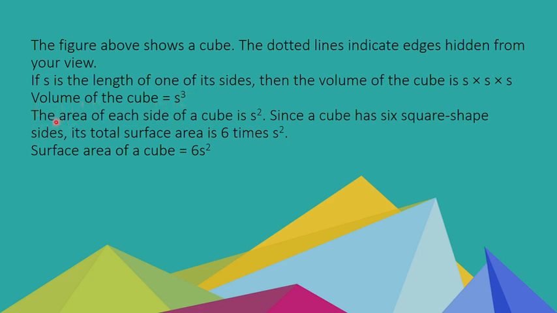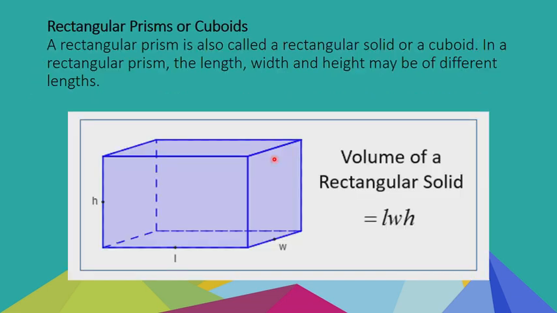As we know, the area of each side of a cube is s square. Since a cube has six square-shaped sides, its total surface area is 6 times s square. So the surface area of the cube is 6 s square. Next, the rectangular prisms are nothing but what are called cuboids.